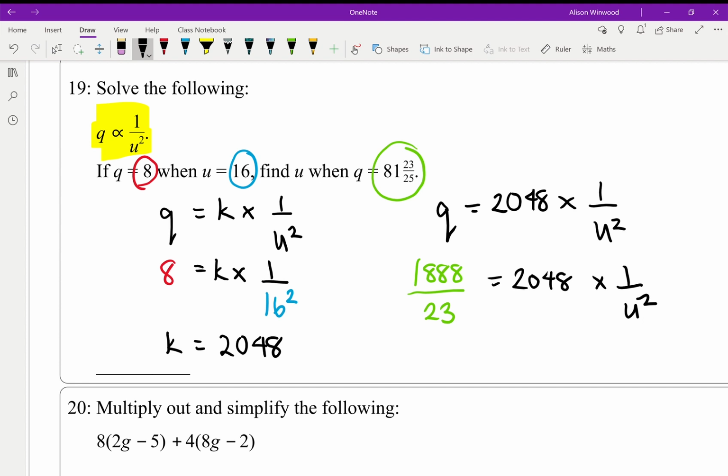That can't be right. That's better. Oh, must type my fraction in upside down. So I get 1 over 25 equals 1 over u squared, and therefore u is plus or minus 5.